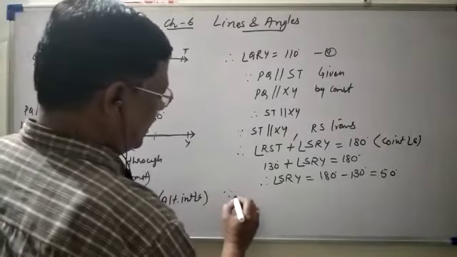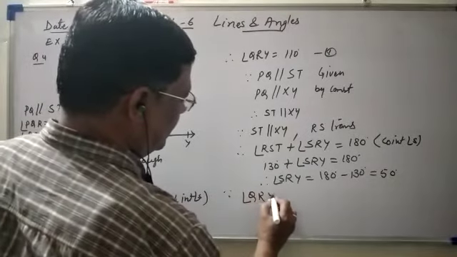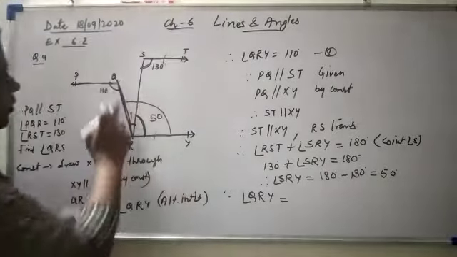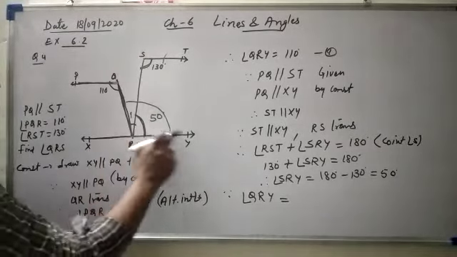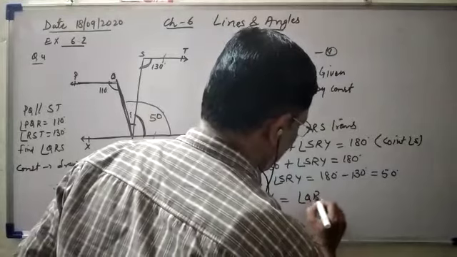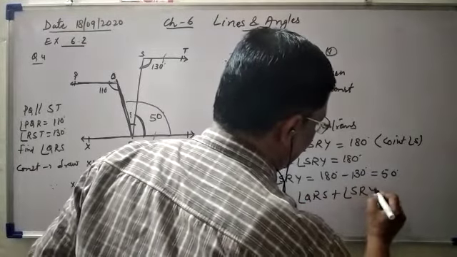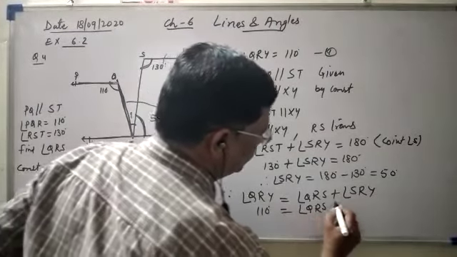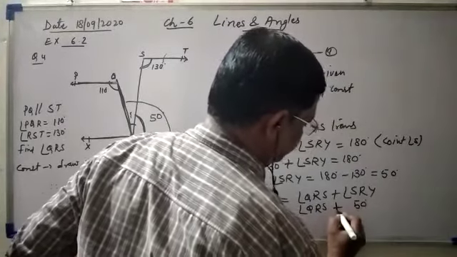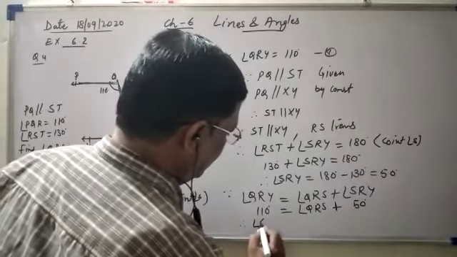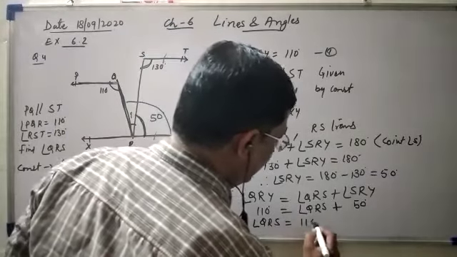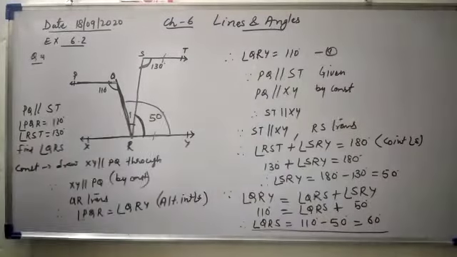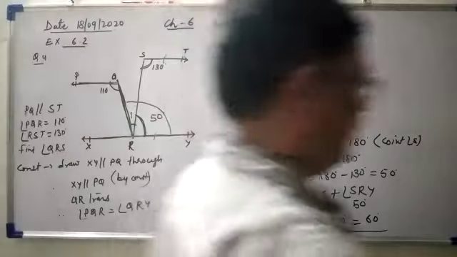Okay, now because this whole angle QRY has two parts, QRS plus SRY. Angle QRS plus angle SRY. We know the value of this is 110. This QRS we have to find, plus this value is 50 degrees. Therefore angle QRS is equal to 110 minus 50. So it is 60 degrees. This way we can solve these questions. Okay. Now we come to the next question.